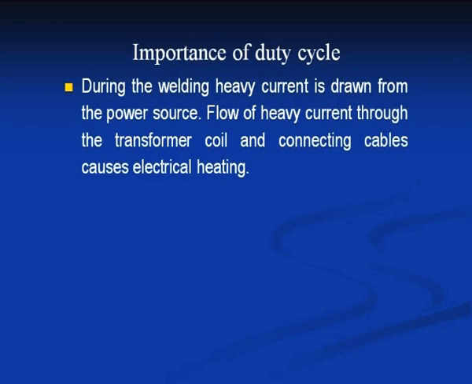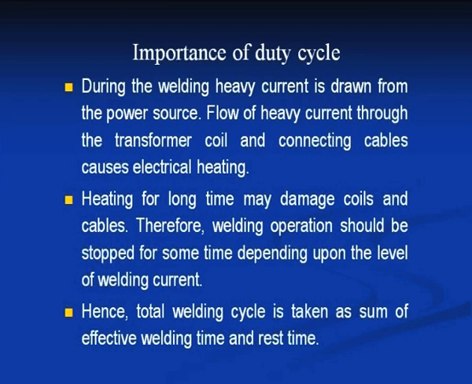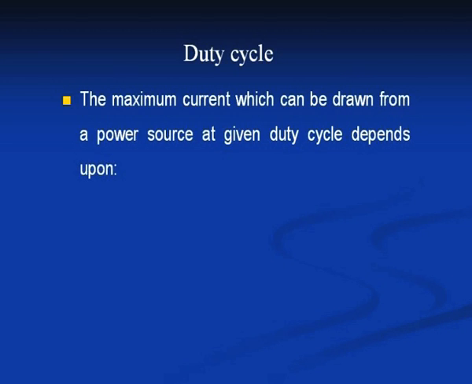During welding, when heavy current is drawn from the power source, the flow of current through the transformer coils and the connecting cables causes electrical resistance heating. Heating of the coils and the cables for long can damage the insulation, and therefore welding operations should be stopped for some time depending upon the level of current being drawn, and hence the total welding cycle time is taken as a sum of the effective welding time and the rest time.